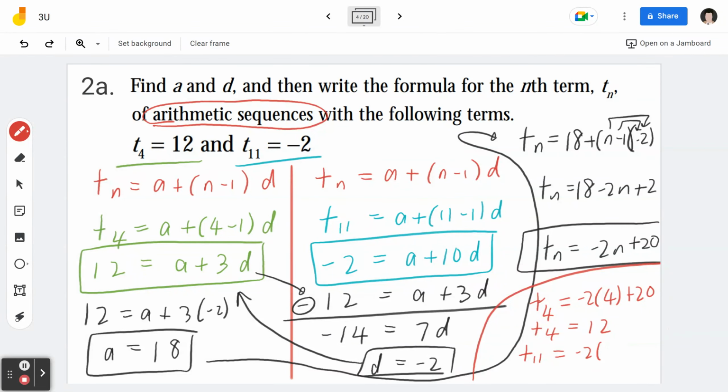Negative 2 times 11, I mean. Let's try again. Negative 2 times 11 plus 20. And again, that's negative 22 plus 20, which is negative 2. And the fact that these numbers match the given, now you know with confidence you did it right.